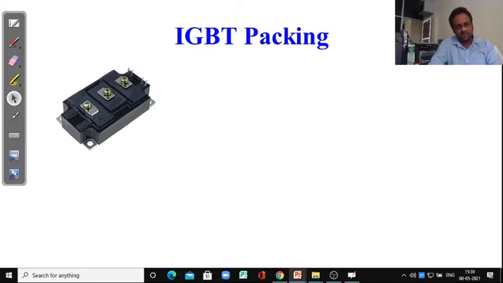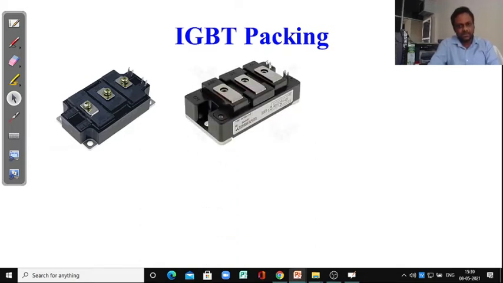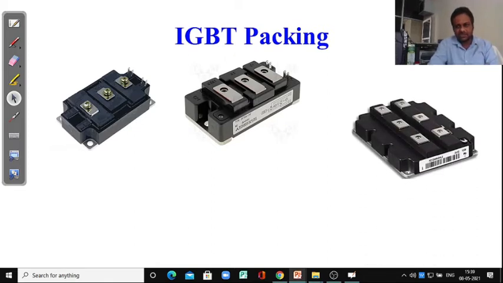This is the IGBT module. It can be in black shade also, in white shade also. It is called the IGBT module. You can find 2 or 3 or 4 IGBT modules. There is another IGBT module called the intelligent power module. It also has 6 IGBTs.